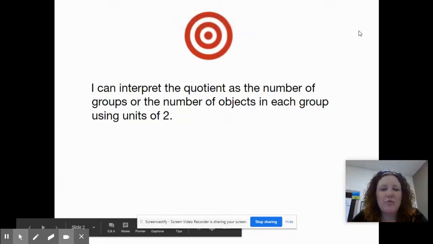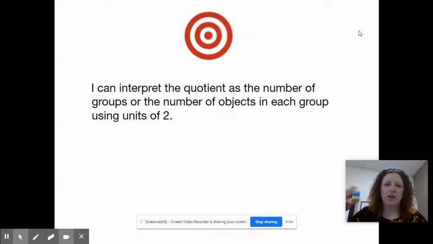So today we're learning about division some more. We're going to take some division problems, and we're really going to focus on units of 2 because we are really good at counting by 2s, and we want to make sure that we have those 2's facts in our heads. And so our goal today is to interpret, that means explain, the quotient, the answer of the division problem.